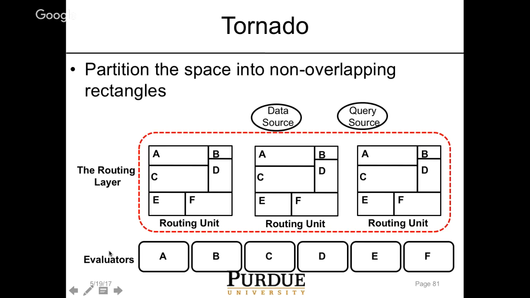These routing units also maintain the keywords of all the indexed queries within a specific process, such that when a data object comes to be sent to one worker process and it does not have any query that is relevant to the indexed queries, it will not be forwarded from the routing unit to the evaluators. So it uses the spatial properties and the textual properties to improve the performance of the Tornado system.